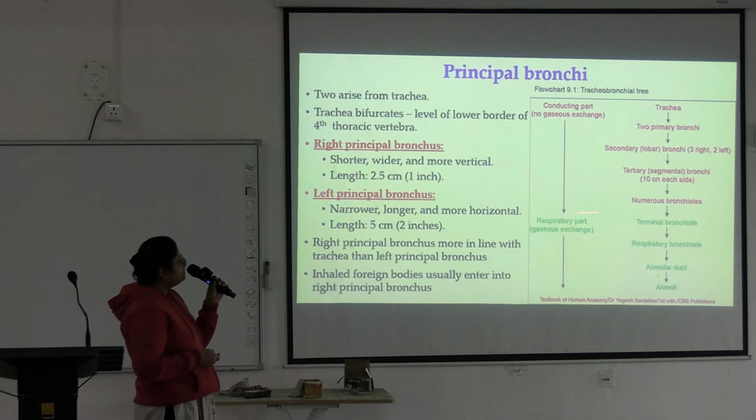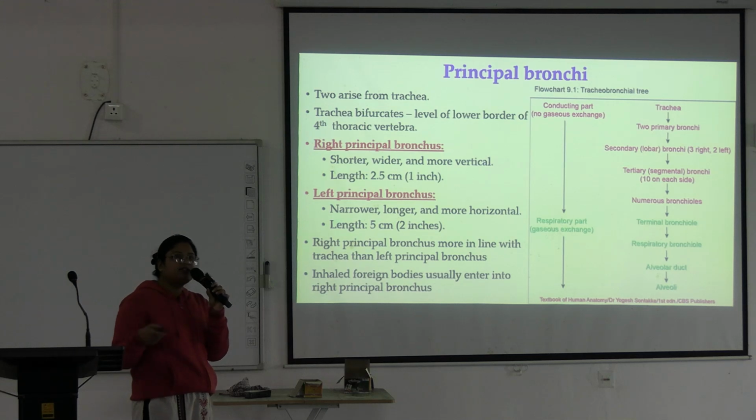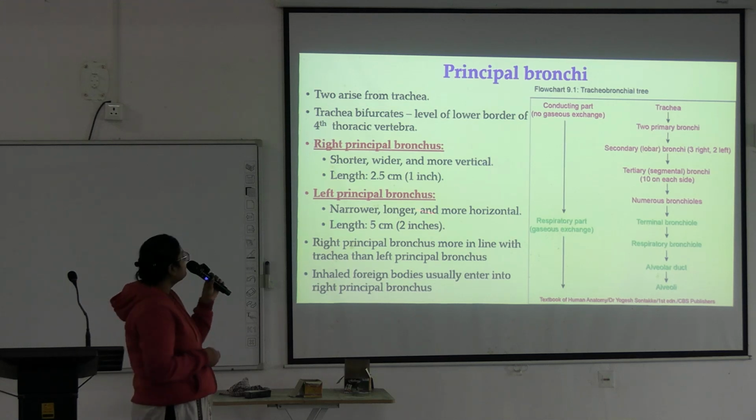So this green part helps in gaseous exchange. From the terminal bronchiole up to the alveoli, this part helps in gaseous exchange, and from the trachea to the bronchiole, this is the conducting part. There is no gaseous exchange occurring in this part. This is the conducting part, which helps in air conduction mainly.